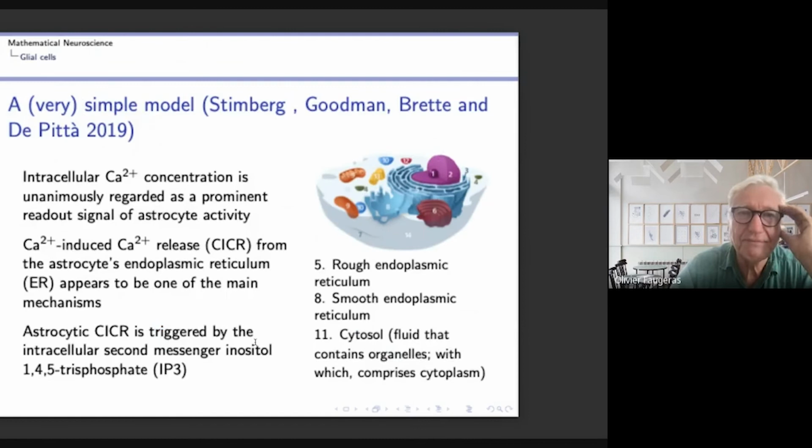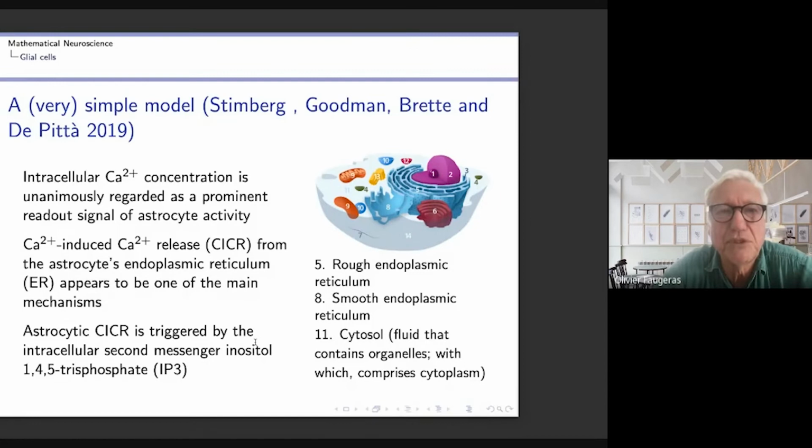I'll go quickly through a very simple model that was proposed two years ago by Steinberg, Goodman, Brett, and De Pita. Okay, so this is an artist's view of the inside of a cell. The cytosol I was talking about is number 11, this liquid here. Endoplasmic reticulum, there's the rough and the smooth. It's number 5, this is number 8, and number 5 is the rough one. Okay, so what do these people say?